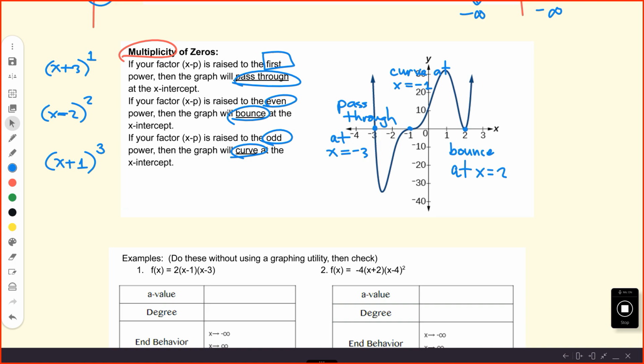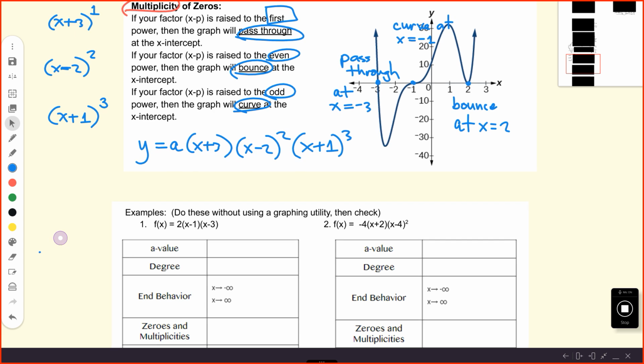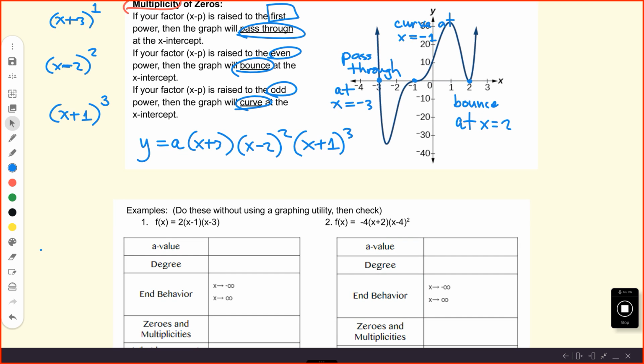In our lesson 3.3, if you're asked to write the polynomial, this is going to be y equals a, because we're going to solve for a, times x plus 3 times x minus 2 squared times x plus 1 cubed. That's going to be your polynomial. But in lesson 3.3 we're going to solve for a, and that's not our goal today. I'm just showing you the behavior and what the multiplicity is for that behavior.